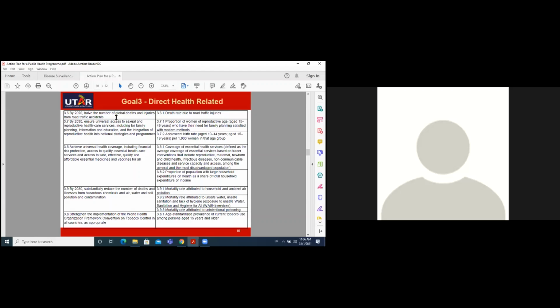We also aim to reduce deaths and injuries from road traffic accidents. And to achieve universal health coverage is also one of the goals for Malaysia, including financial risk protection and access to quality essential healthcare services.